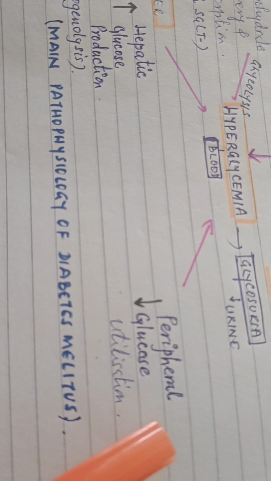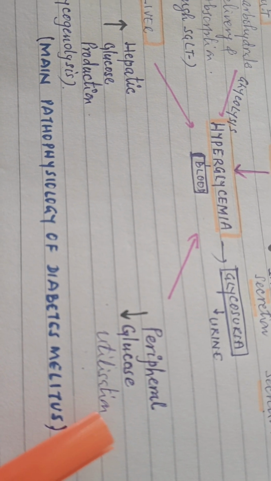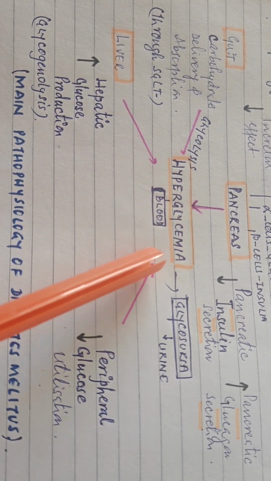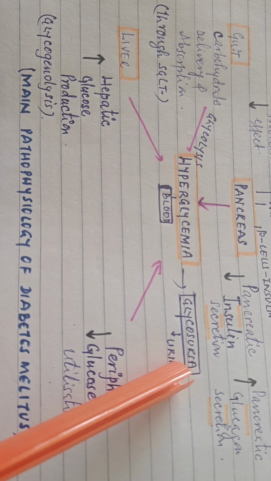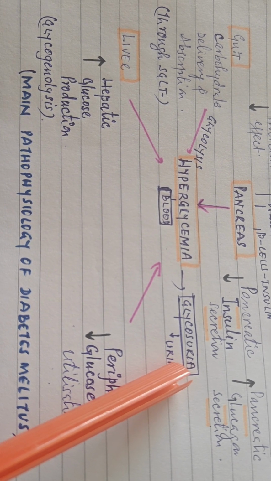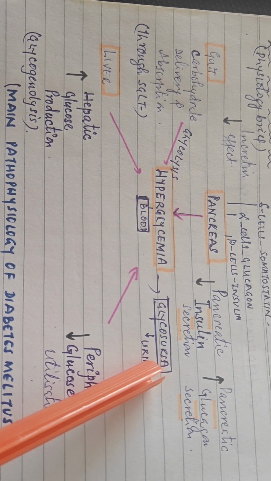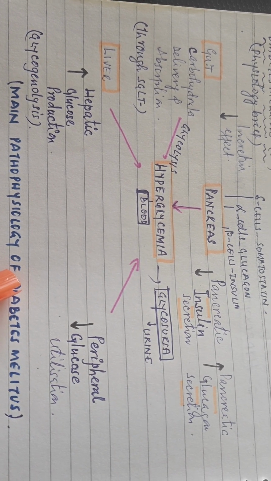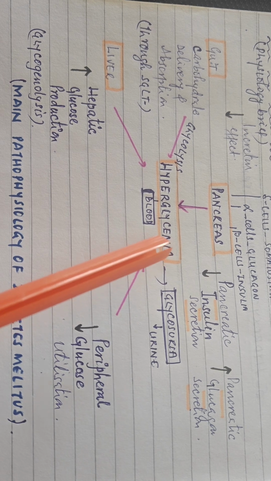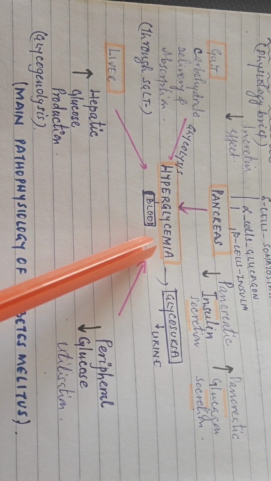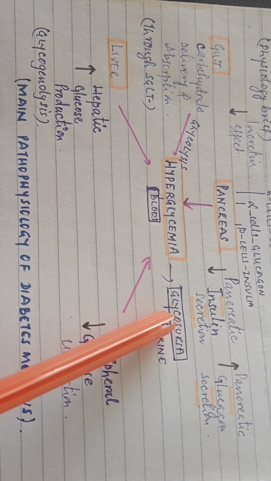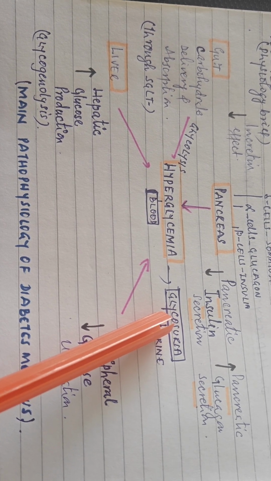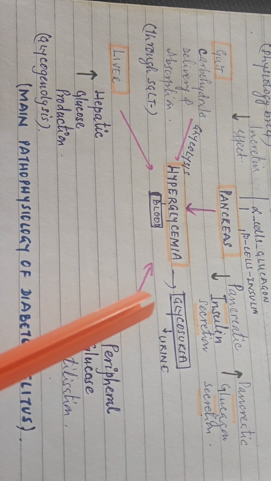Third possibility is there is excessive peripheral glucose utilization. And when there is hyperglycemia, that further leads to glycosuria, means appearance of glucose or sugar in the urine. So this is the main pathophysiology of diabetes mellitus. The overall result is there is increased blood sugar level in the blood, that is hyperglycemia, which leads to glycosuria, means appearance of glucose in the urine, and this overall condition is diabetes mellitus.